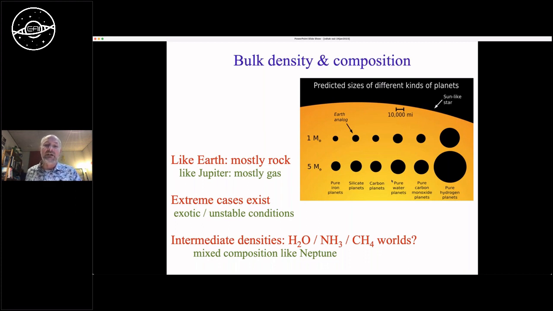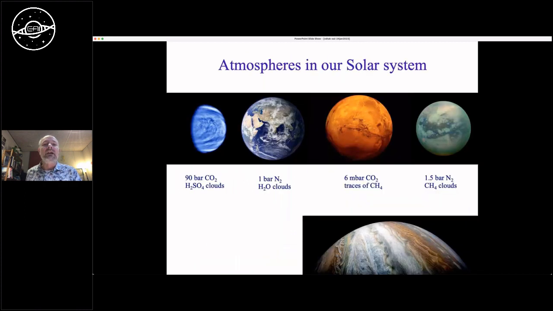So these could be planets made of pure water or pure carbon or pure carbon monoxide, but more likely they have a mixed composition, and this is a bit like the case of Neptune, for example. How can we break this degeneracy? Well, in particular by studying the atmosphere. Studying the stellar composition helps, but what helps in particular is to learn more about the atmospheres of planets.